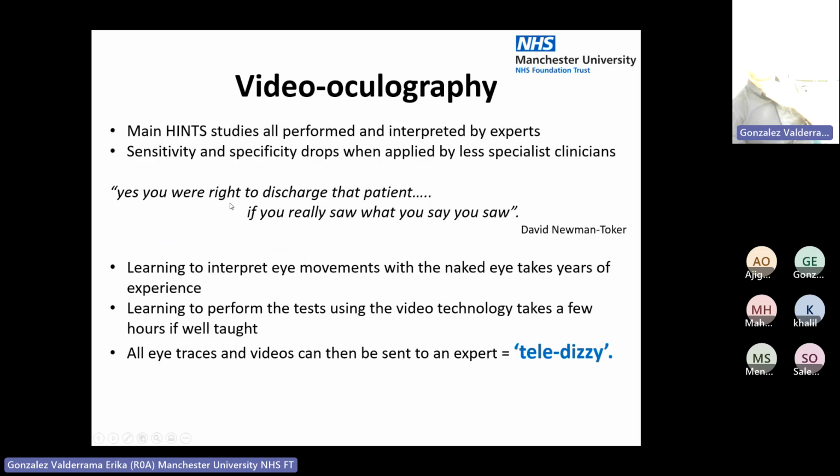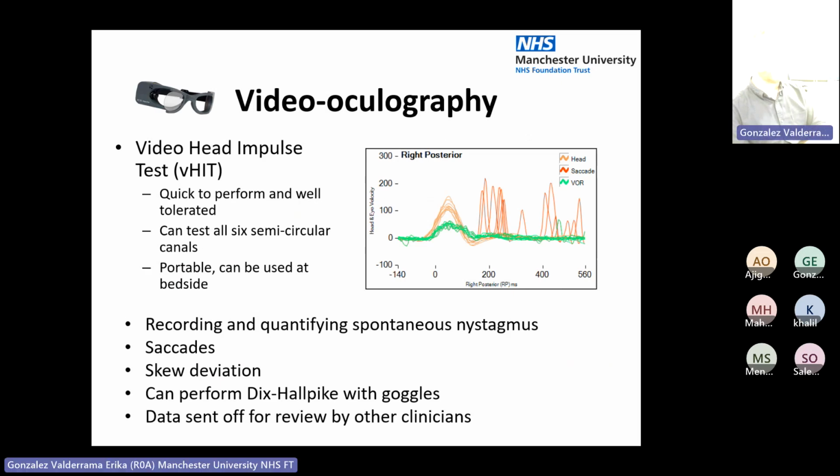The idea that they are very keen on in the States, because there are a lot of big distances involved, is that if you can do these tests with video goggles, then you can send the information anywhere in the world and they can be looked at by an expert, and then you can have a kind of tele-dizzy setup. So this is the video head impulse test, and it also does the skew deviation. It does the nystagmus. You can do the whole HINTS battery on VHIT, and then it can be checked by someone else. So that's possibly the future.